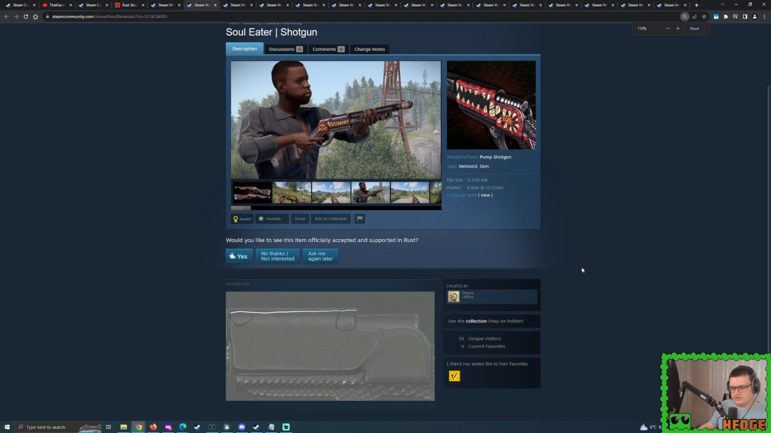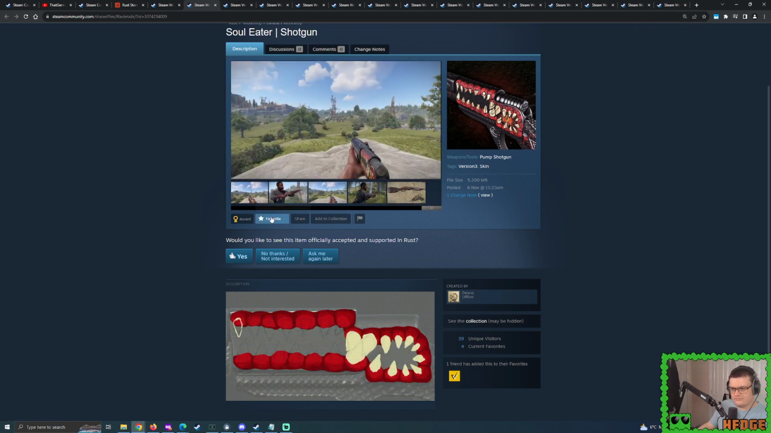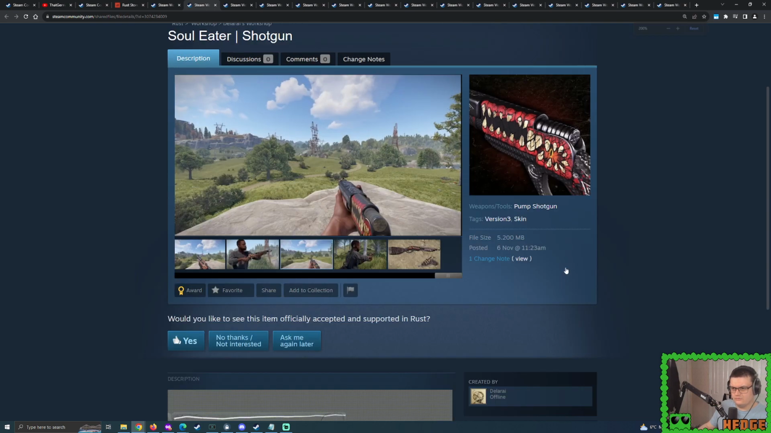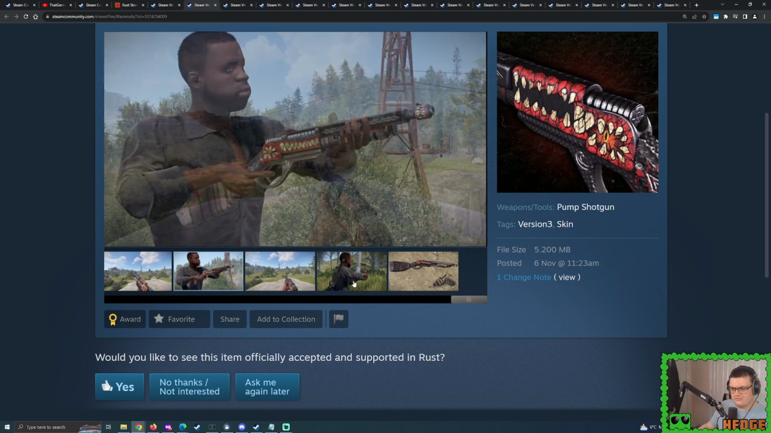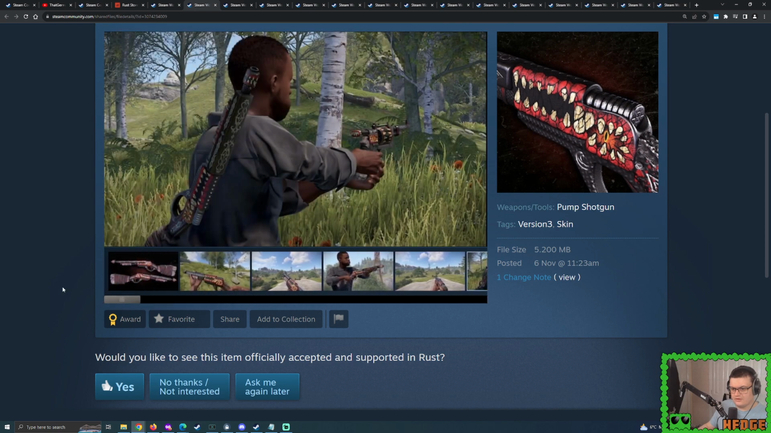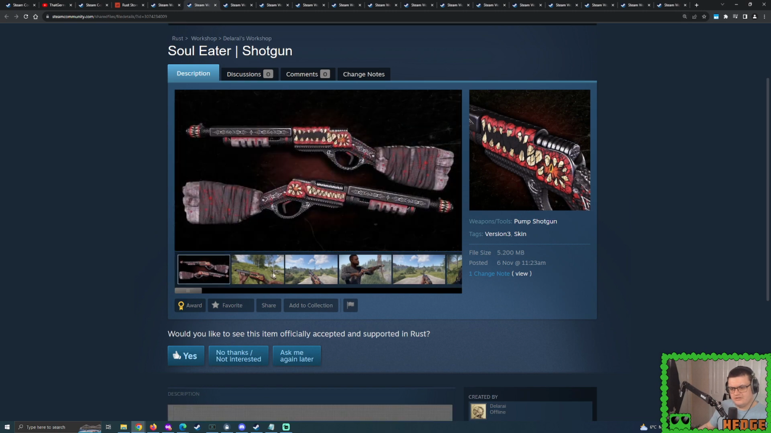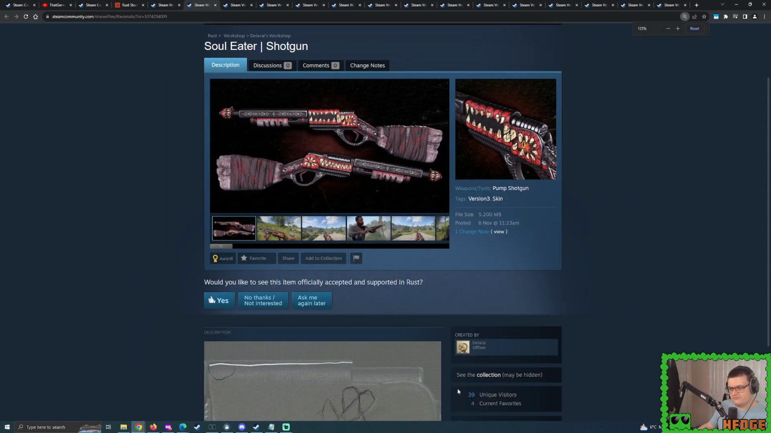Next up, we have the Soul Eater shotgun. This is made by Delarai. As you can see here, this GIF is slowly showing how they built up the skin. And very nice. Very cool. Get a good look at that. Aim down the sight. Aim down the sight. Aim down the sight. Where is it? Where is it? Nope. No aim down the sight. Awkward. Well, if you like what you see here, please consider voting yes or no. And best of luck to you, Delarai.